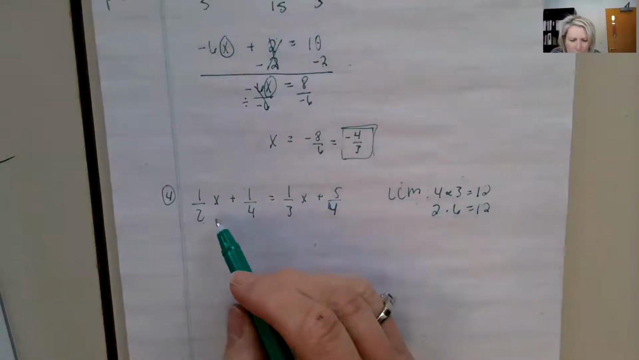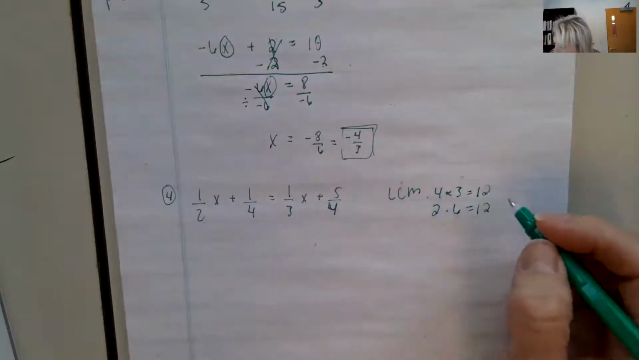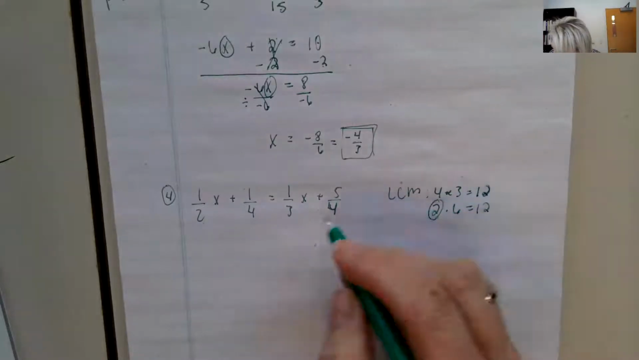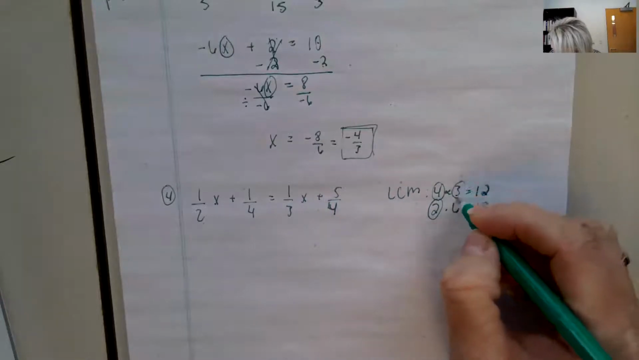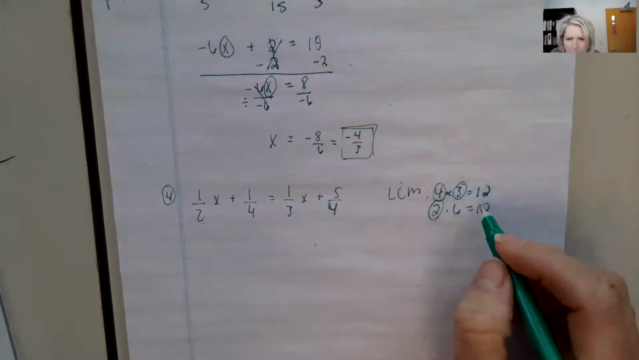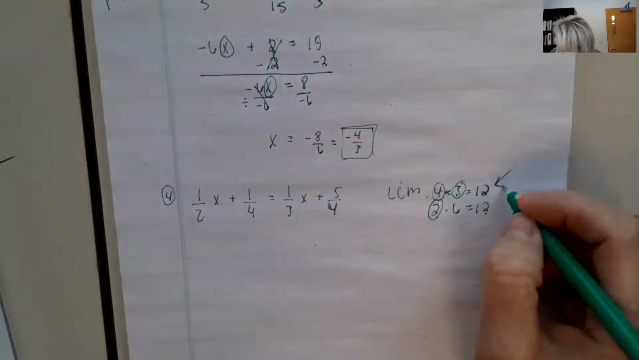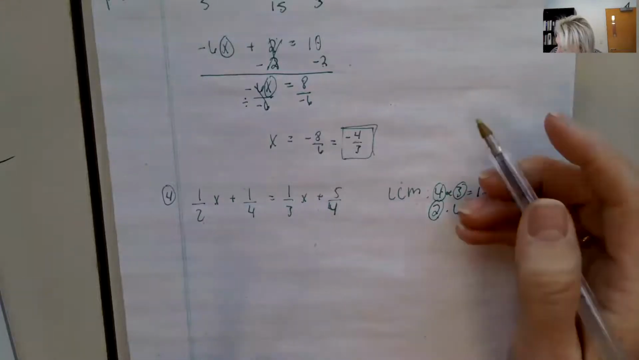So as long as I can use each of my denominators to make the big number 12, so I can use my 2 times the 6 to get to 12, I can use my 4 times the 3, and I can use my 3 times the 4. And so 12 is going to be my least common multiple that I'm going to multiply through by.